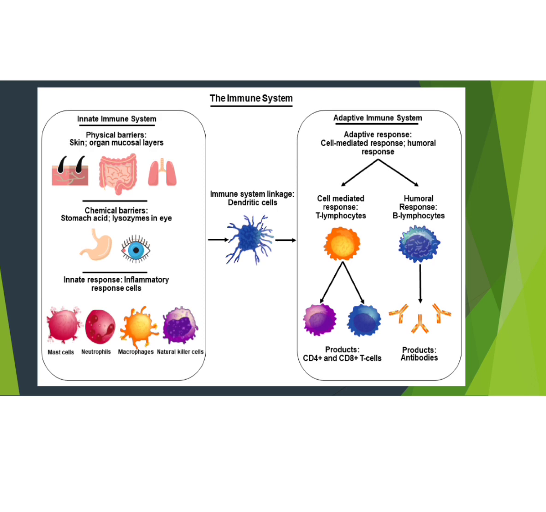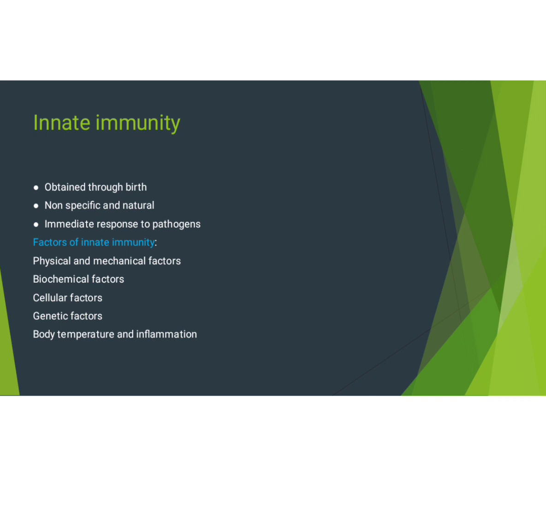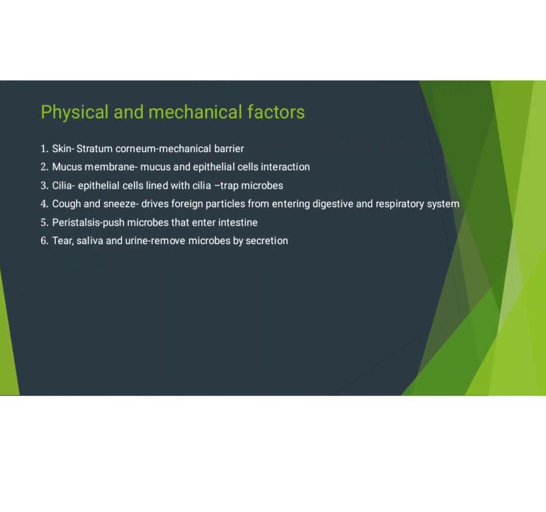So, as I told you, innate immunity is obtained through birth. It is non-specific and natural and gives us an immediate response to pathogens. There are different factors that are involved in innate immunity, which include physical and mechanical factors, biochemical factors, cellular factors, genetic factors, body temperature, and inflammation. First we shall see about physical and mechanical barriers. So, what are the different physical barriers we have?